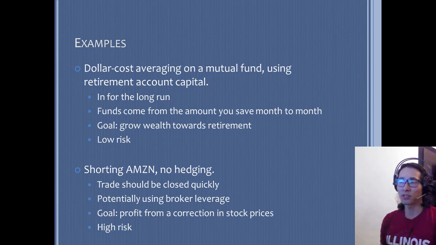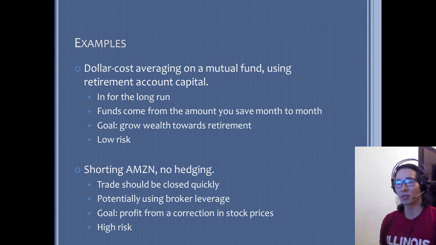The goal of this trade is to profit from a correction in stock prices. We decided to short Amazon because we think that it's currently overpriced, and we believe that a price correction is long due. So the moment the stock price starts to go down, we will rebuy the Amazon stock we have shorted earlier to close our position and profit from this trade.